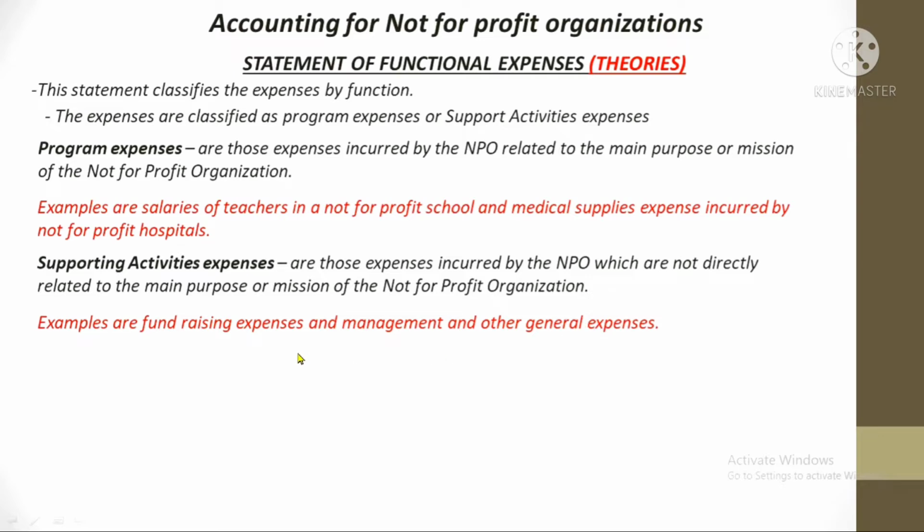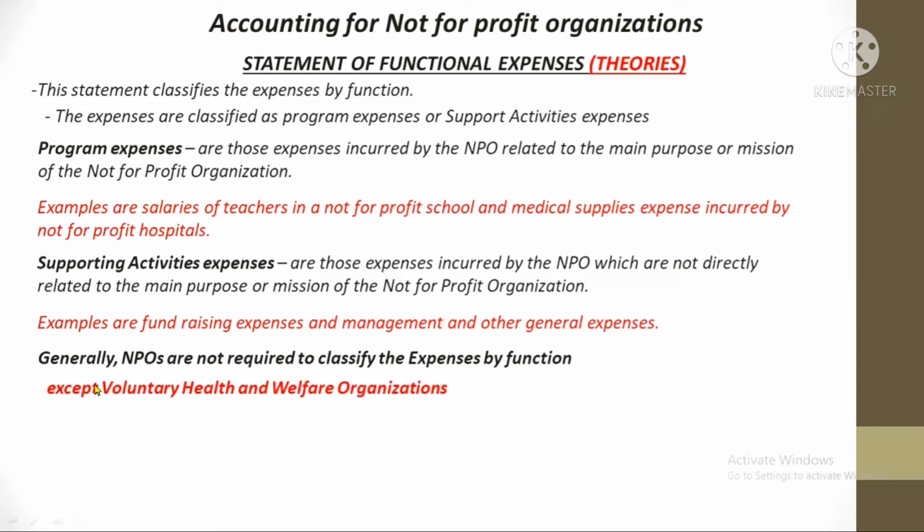And I've also told you that generally the NPOs are not required to classify expenses by function, but they are encouraged. So there is one thing that I've never told you yet, and that is there is an exception, which is the voluntary health and welfare organizations needs to classify the expenses not only by nature but also by function. So how can they do that?